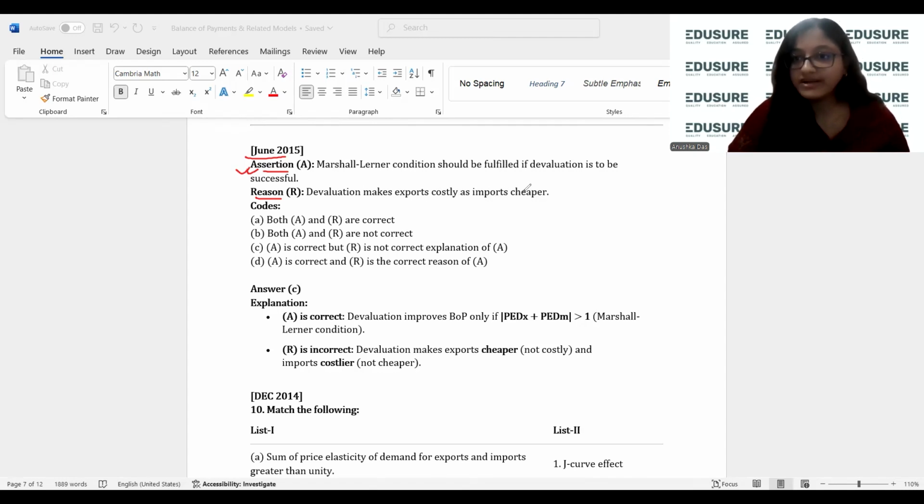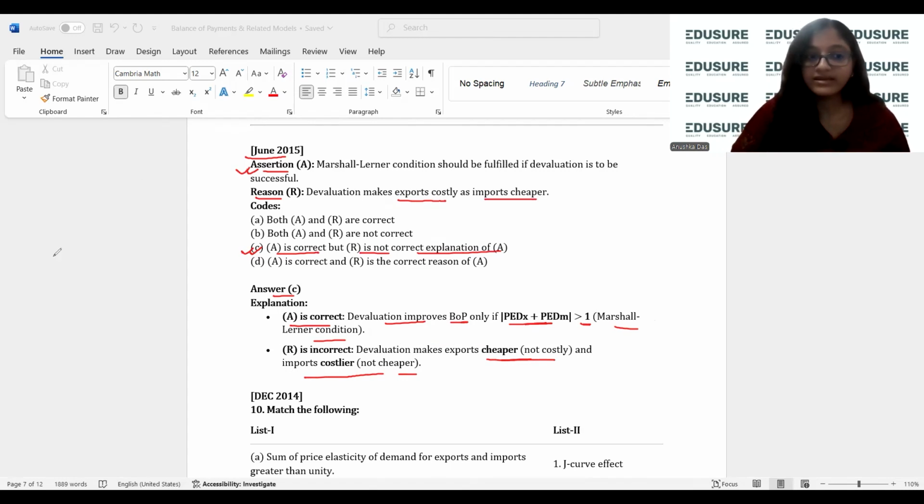Exports costly, imports cheaper? It's the other way around. Devaluation makes exports cheaper and imports costly. So what will be the right answer? The right answer will be option C: A is correct, the assertion is correct, but the reasoning is not a correct explanation of the assertion. See here, the explanation: A is correct because devaluation improves BoP only if the sum of elasticities is strictly greater than 1, which is the Marshall-Lerner condition. But the reasoning is incorrect because devaluation makes exports cheaper, not costly, and imports costlier, not cheaper. Right? So this is a question directly from the Marshall-Lerner condition, June 2015.